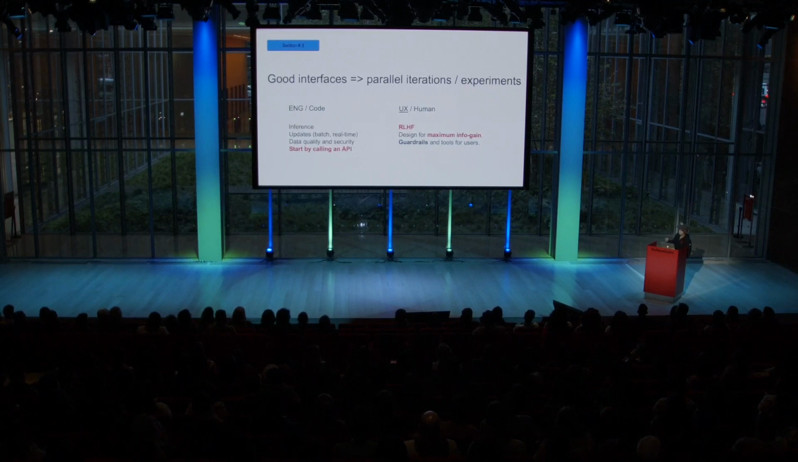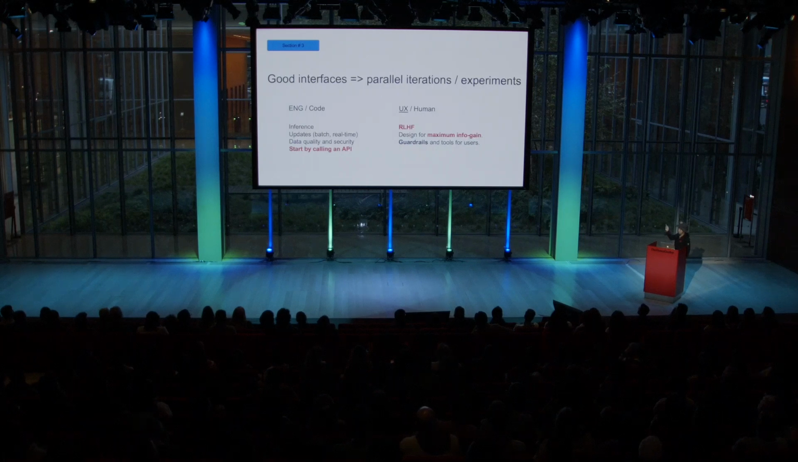So for engineering, we need to think about inference. What does the downstream application expect in terms of input and also output? Also, how are we going to do the model updates? What about data quality and security? Usually, the best way to experiment with this, unless you're an ML-first company, is just to call an API. Call an API for some kind of ML model, right?